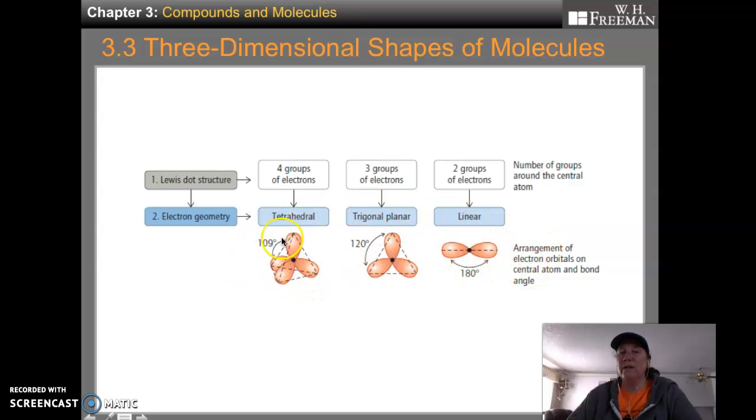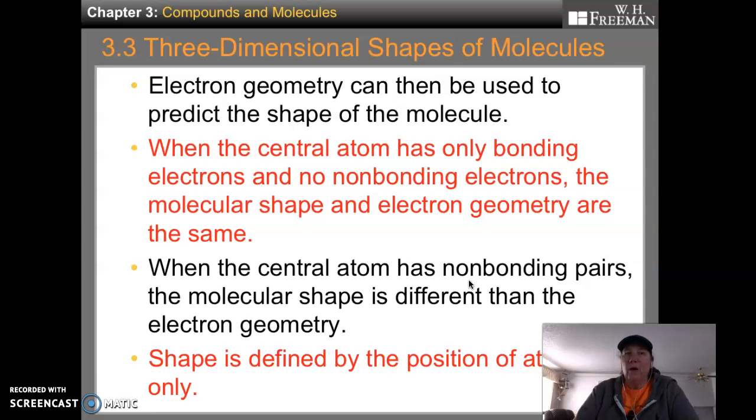So this is where you've got 1 in the middle and 4 bonded to it. That's tetrahedral. When you have 1 in the middle and 3 bonded to it, again no lone pairs, that would be trigonal planar. And then when you have 2 bonded to it, no lone pairs, that's linear, okay? So VSEPR helps you predict the shape of the molecule, and again, it's important when you have a substance that a cell needs to recognize. So when the central atom has only bonding electrons, no non-bonding electrons, the molecular shape is either going to be tetrahedral, trigonal planar, or linear. Those are the 3 shapes.